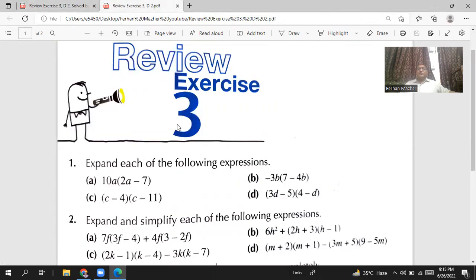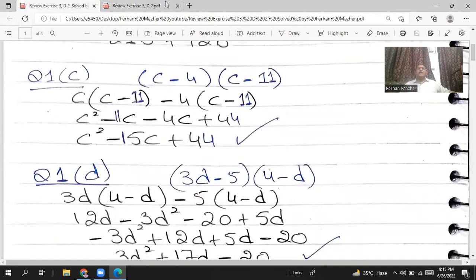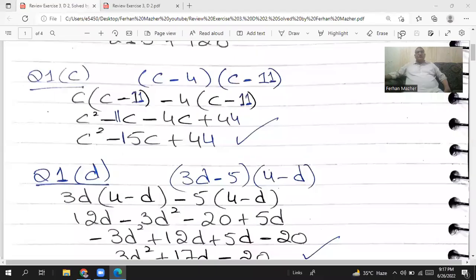The C part, here we have two brackets, and these two brackets are multiplying with each other. So we will multiply these two brackets. What we will do, we will take the first member of the first bracket, it will multiply with the second bracket, and then we will take the second member of the first bracket, and it will multiply with the second bracket. So you can see c bracket c minus 11, then minus 4 bracket c minus 11.